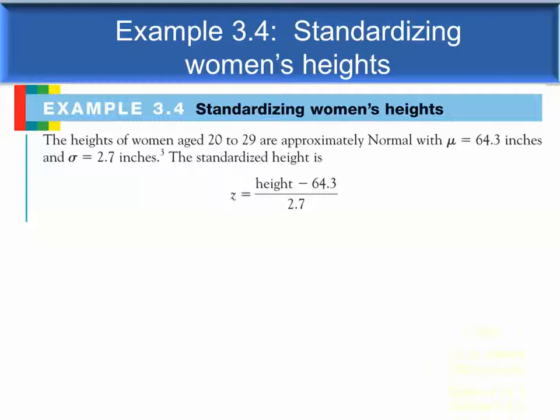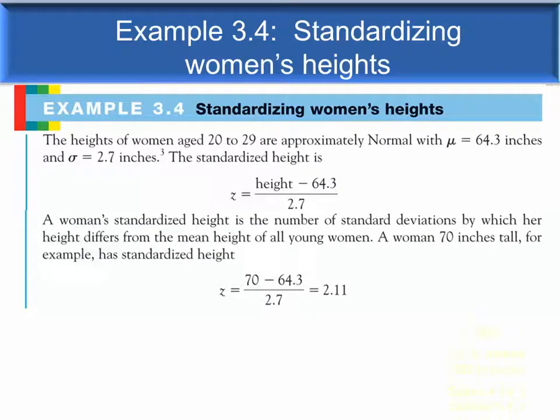So we're going to look at a particular example now. They say a woman's standardized height is the number of standard deviations by which her height differs from the mean height of all young women. So how many standard deviations away from the mean, above or below? A woman 70 inches tall, for example, has a standardized height. We fill in the value of our data, 70 inches, minus the mean, 64.3 inches, and divide that total by 2.7 inches to give us a total of 2.11.